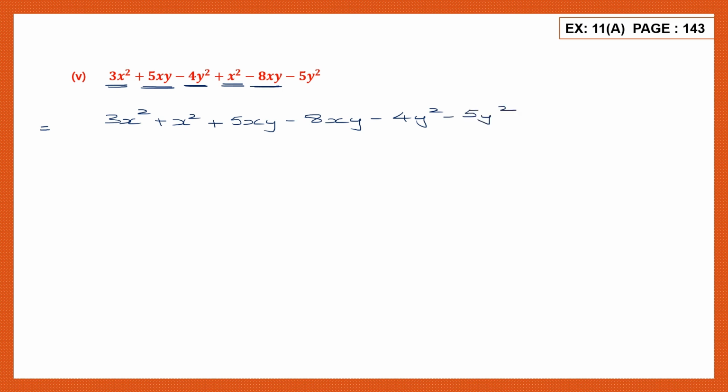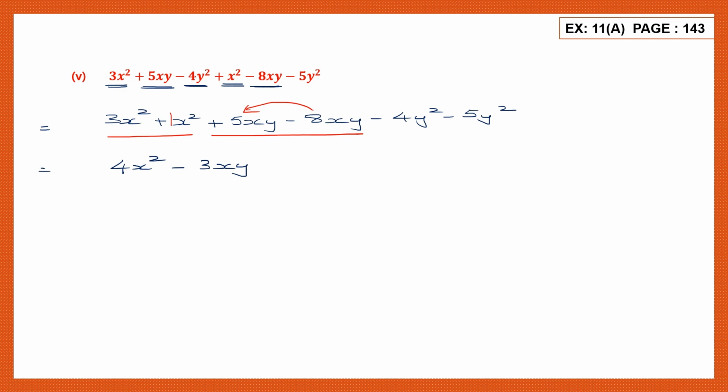Now let's begin by working on the like terms. So this is 3x squared plus 1x squared. So that is 3 plus 1 makes it 4x squared. Let's take the xy's. Look at the signs. One is plus, one is minus. When signs are different, put the sign of the bigger number and subtract 8 minus 5. 8 minus 5 is 3xy.